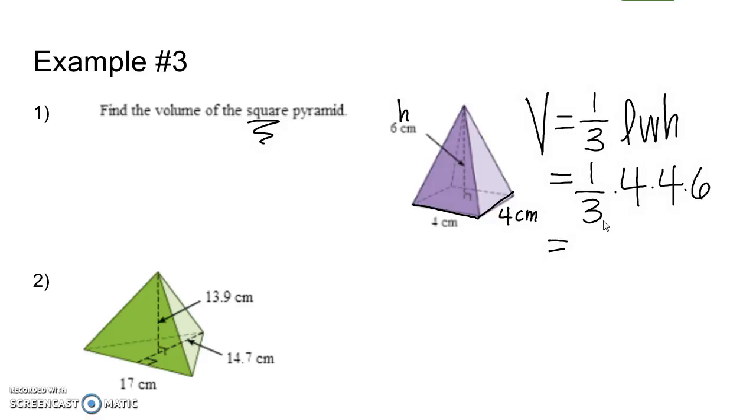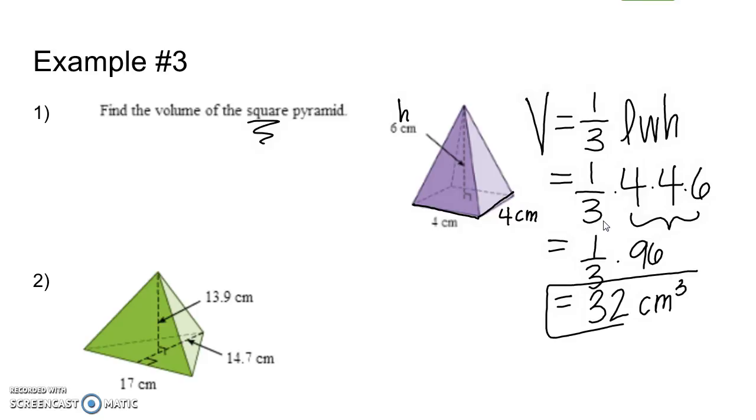Okay? From here, I want to multiply length times width times height in my calculator. And that gave me 96. And then I save that 1/3 for the end, and I just divide that 96 by 3. And I get 32 centimeters cubed. Again, if you have a question about this process, hit pause and raise your hand. So volume of a square pyramid, my formula is 1/3 length times width times height, and then you multiply length times width times height, divided by 3.